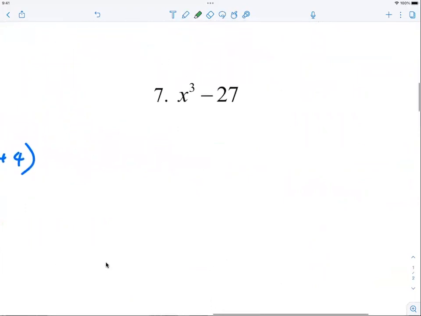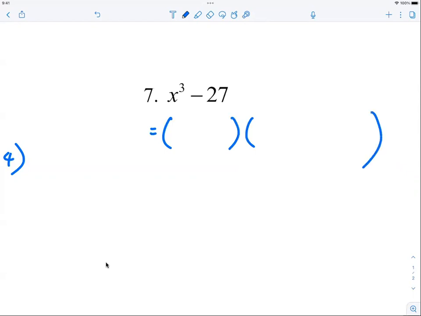All right. So this one, number 7, it's just like number 5, except that this is a subtraction. So let's go ahead and try it out. What is x cubed minus 27 being factored? Okay. So first you acknowledge that 27 is 3 cubed, right? So therefore, you factor into x minus 3, x squared plus 3x plus 9, okay?